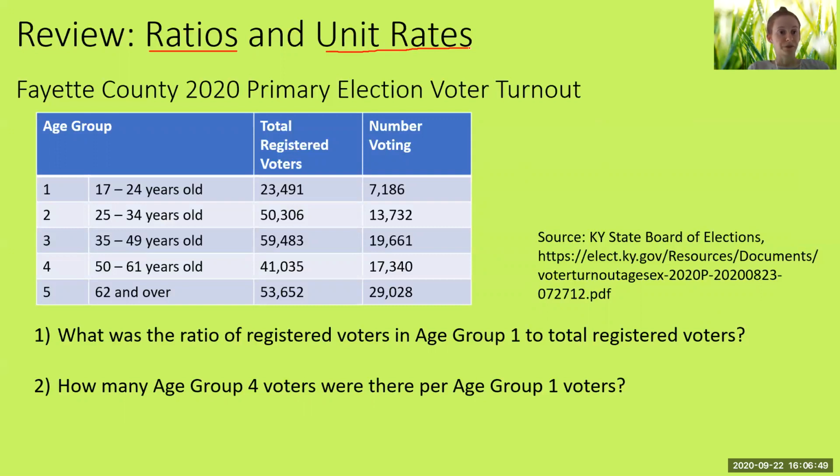Okay, so as we do a little extra practice with ratios and unit rates, we are going to be working with this data that I have up on the screen here. So we have a table, and our table has a title. It says Fayette County 2020 primary election voter turnout.